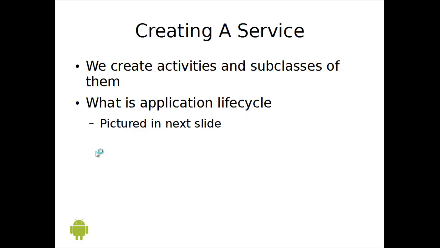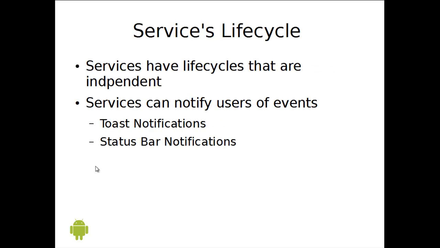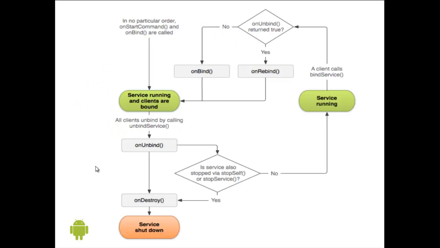Like activities, we have to declare services in the application's manifest file. Services have life cycles that are independent of the component that they're working with. This is a picture of the service lifecycle. A service can notify the user of events using toast notifications or status bar notifications.